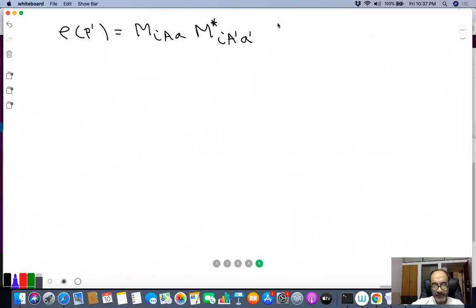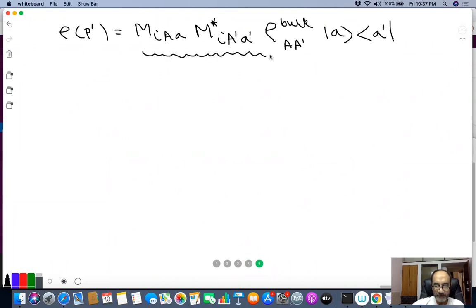So I'll write it that way. Rho bulk, A prime and then A prime. So this quantity I'll define as rho A prime. And just think of this as a matrix, where the A and A prime indices run over the Hilbert space of the boundary of the P prime segment of the boundary.